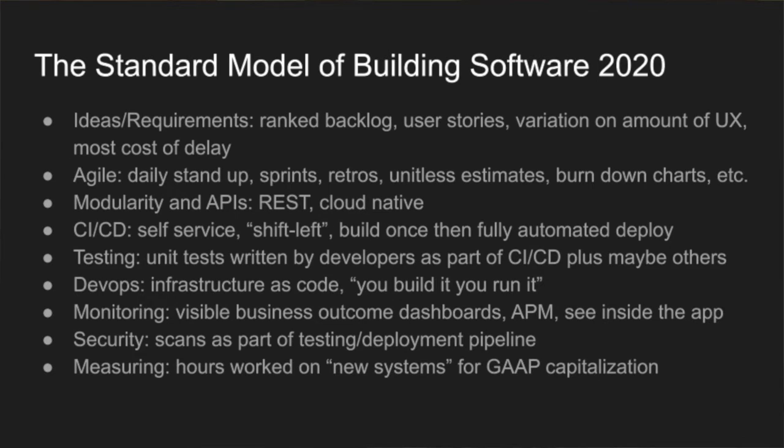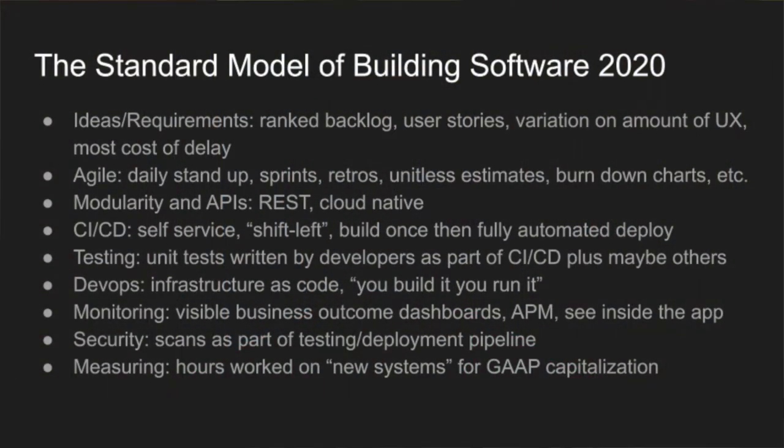On modularity and APIs, it's supposed to be REST, cloud native, have standalone pieces of your application that are talking to each other. The famous two pizza rule for team size and making that team dynamic fit into the way that the software is built as well. Continuous deployment and integration.